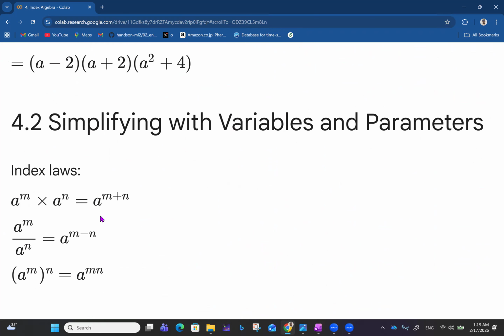The index laws are simply the product of indices, the quotient of indices, and the power of a power. So you have a raised power m times a raised power n, that's a raised power m plus n. A raised power m divided by a raised power n, that's a raised power m minus n. And a raised power m, raised power n, is a raised power m times n.